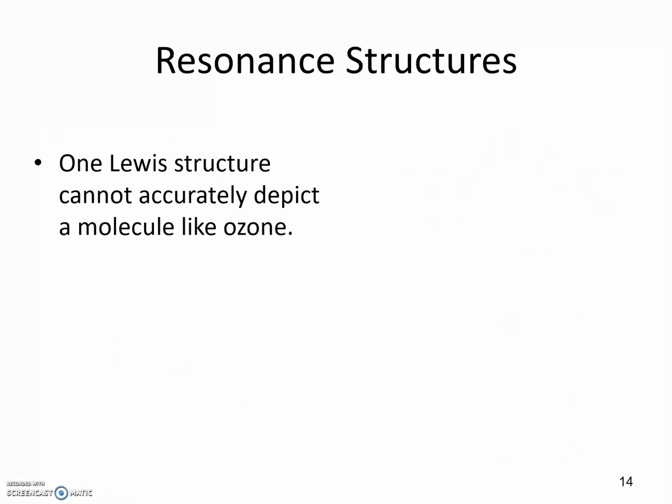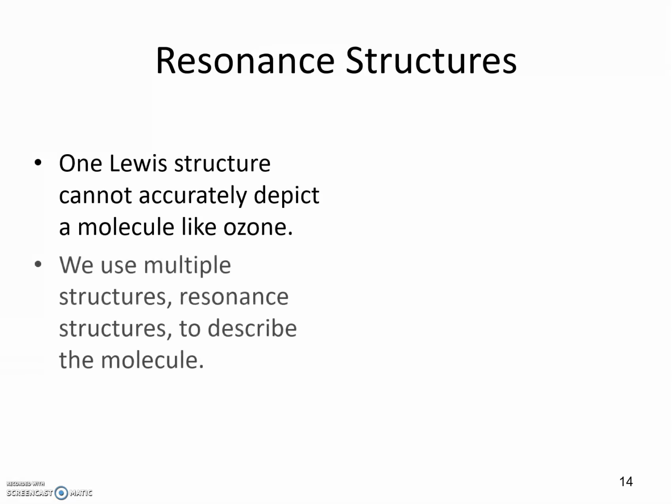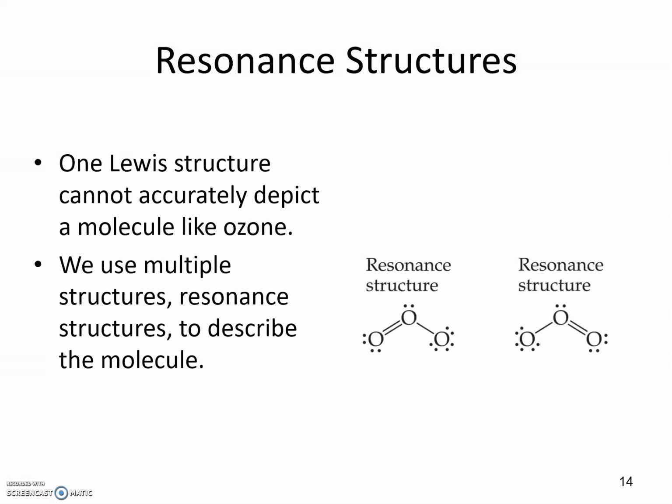So what we say is that just one of those Lewis structures doesn't accurately depict a molecule like ozone. Instead, to give a complete Lewis structure, we have to show all the possibilities. If you were asked to draw the Lewis structure of ozone, you should include both of these Lewis structures, one with a double bond on the left and the other with a double bond on the right.